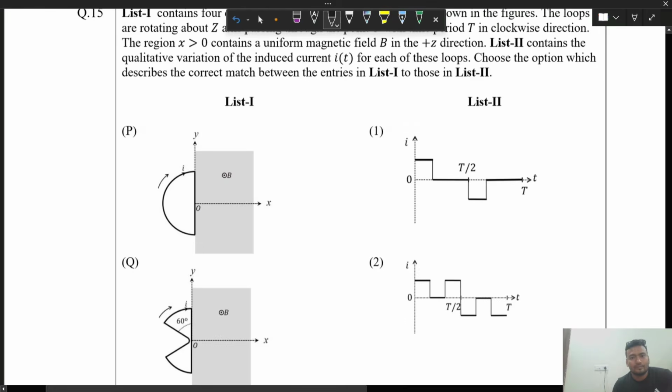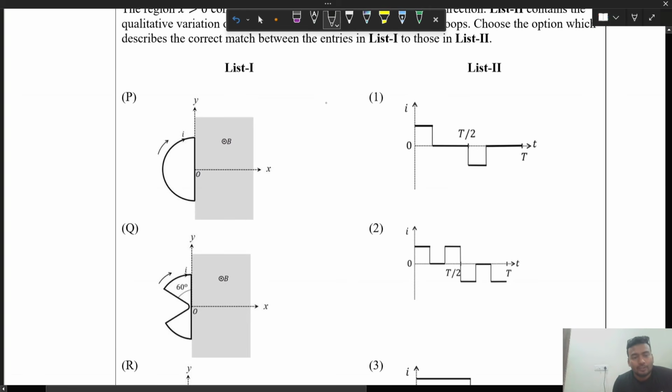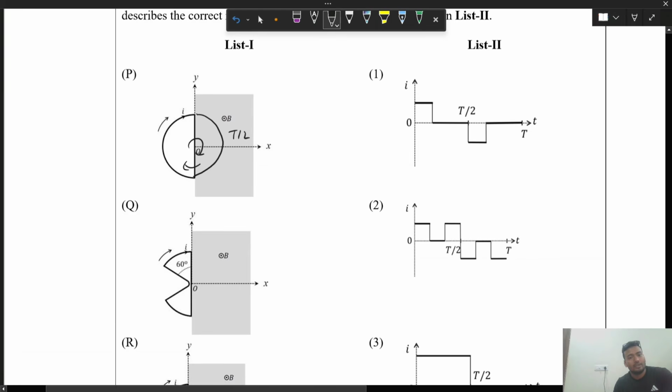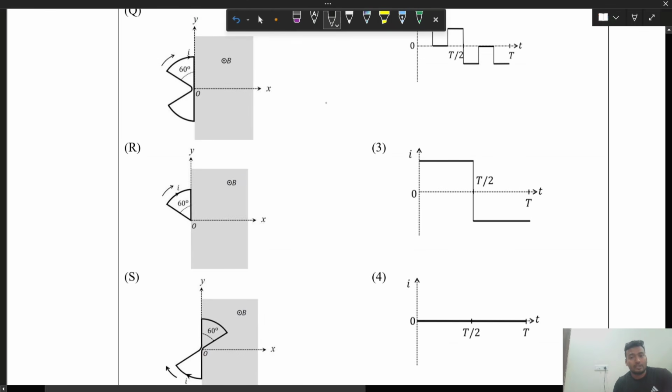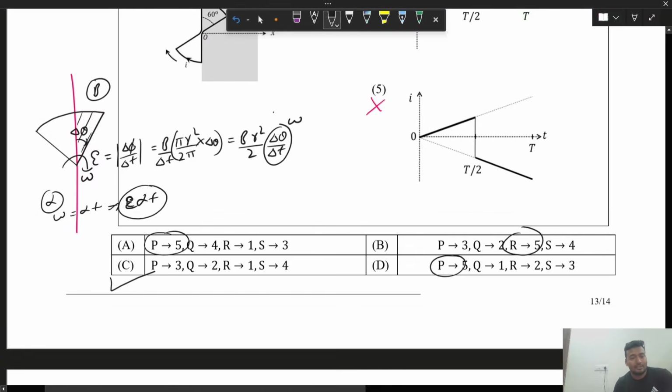So let's talk about this. First case, see, until it reaches this condition, beta, the outgoing fluxes keep on increasing, so you will get EMF. After that, it will immediately become negative, because when it starts coming out, flux decreases. So up to some instant of time, like half of the time, EMF will be constant, and current will be constant. And immediately after t by 2, it will become negative. So this matches 3. So for P, 3, yes, it is there.